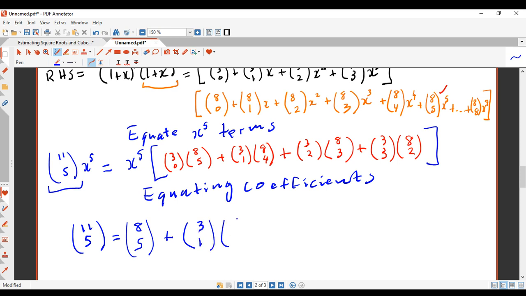Plus 3c1 times 8c4, plus 3c2 times 8c3, plus, now 3c3 is just 1, and 1 times 8c2 is just 8c2. Okay, and that is it. It's been proven.